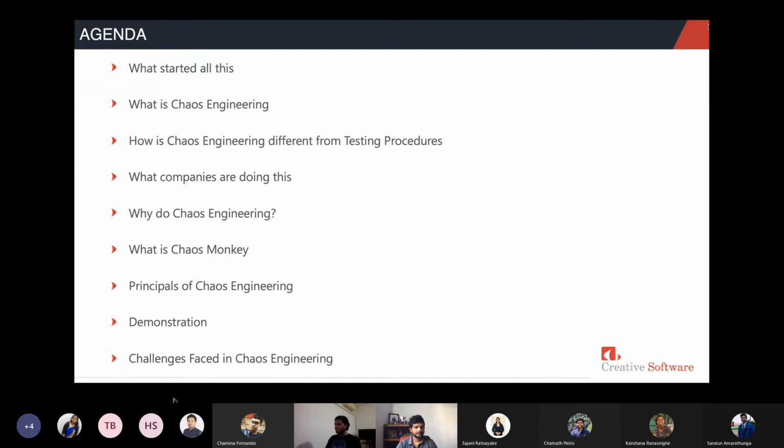And also Keet will be describing the principles of chaos engineering. We have prepared a small demonstration so that you can understand these concepts and the applications better. And finally, we will discuss the challenges faced in chaos engineering.